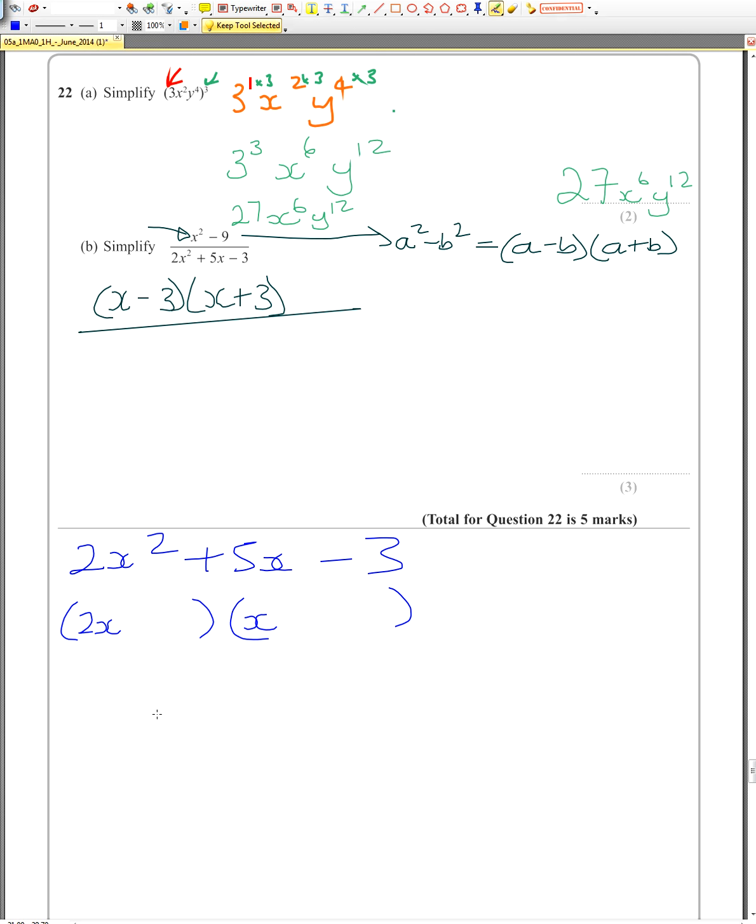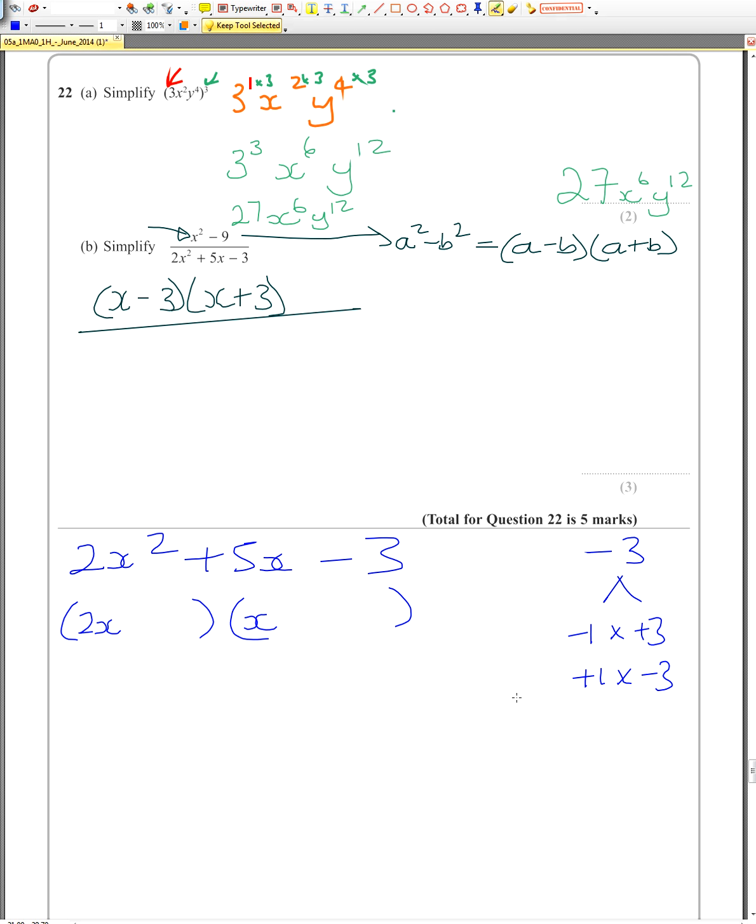Now, we are looking for two numbers that multiply to give you minus 3. Okay, so let's put the numbers that multiply to give you minus 3. So minus 1 times plus 3, or plus 1 times minus 3. Remember, 3 is a prime number, so it only has two factors, but we're just putting the signs in different orientations here.